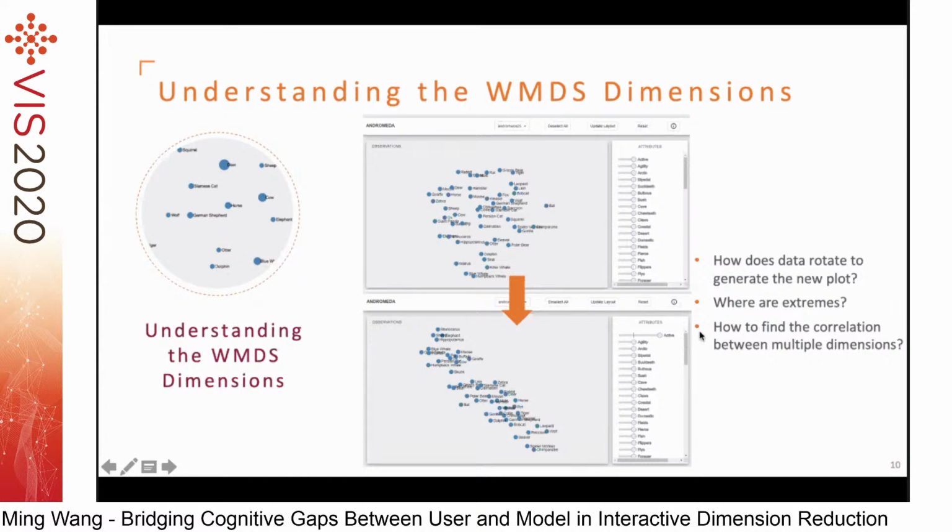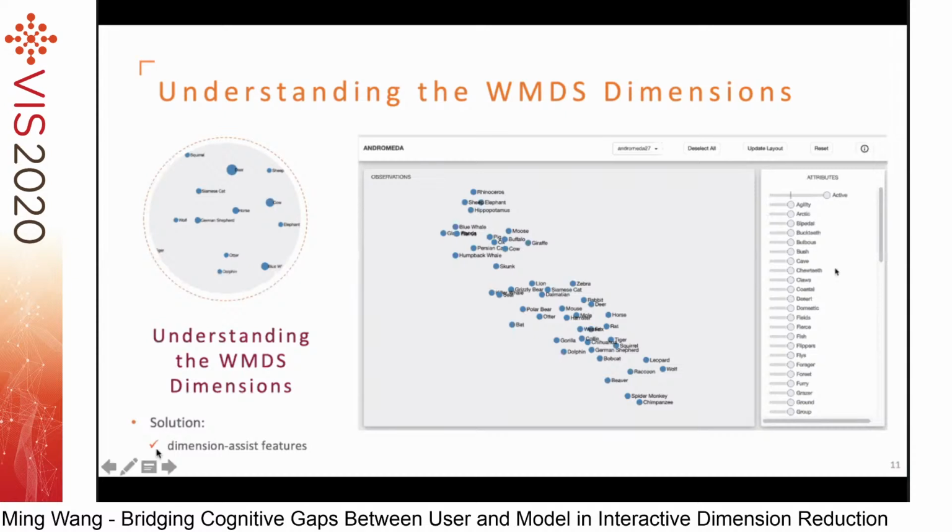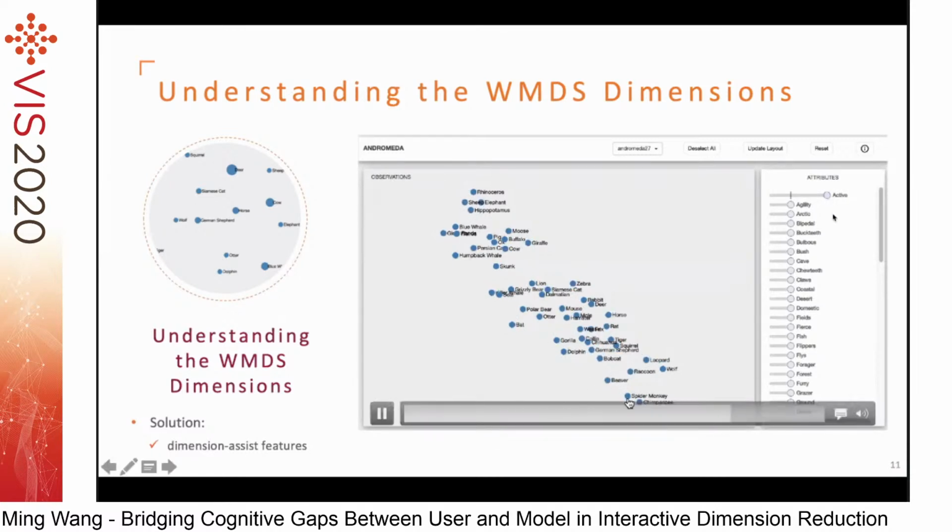Currently, our users had to hover on the points one by one to compare their values and to guess the potential correlation between multiple dimensions. That is not efficient and also not accurate. So our solution is the dimension assist feature. Now users can just hover on the slider and they can figure out that the chimpanzee at the bottom has the largest active value.